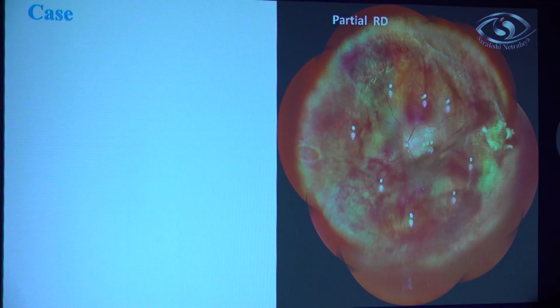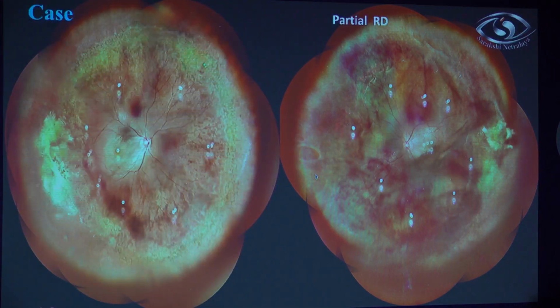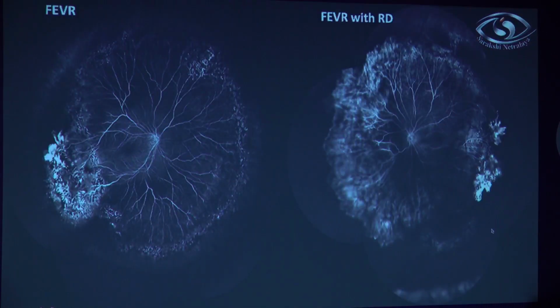Now this is another patient who was diagnosed to have retinal detachment and was advised a vitreous surgery. We also probed into the other eye, and when we looked at it, we thought we were seeing some fibrous tissue in both the eyes. So we decided to do fluorescein angiography, and what you look at is a case of FEVR.